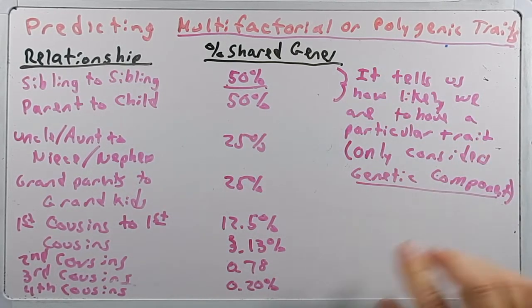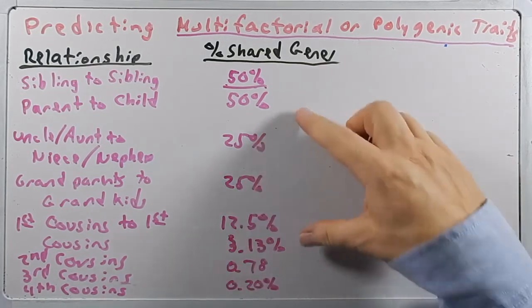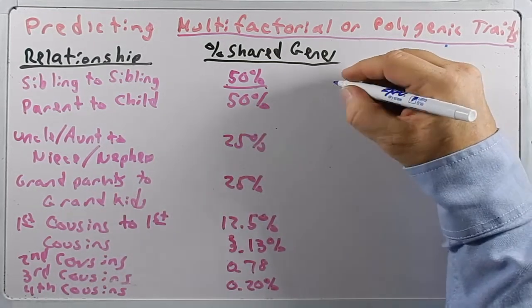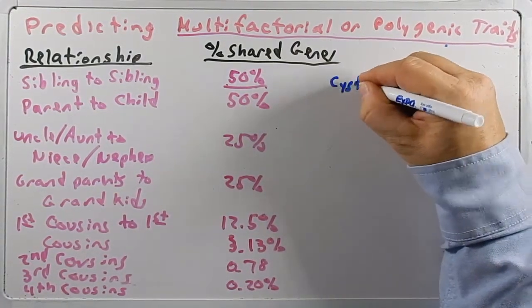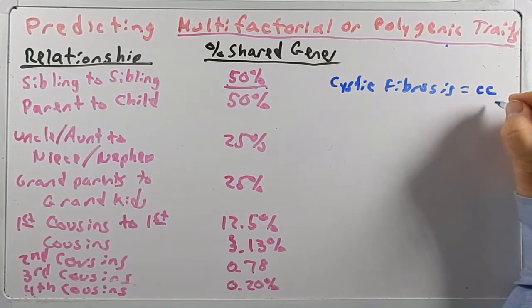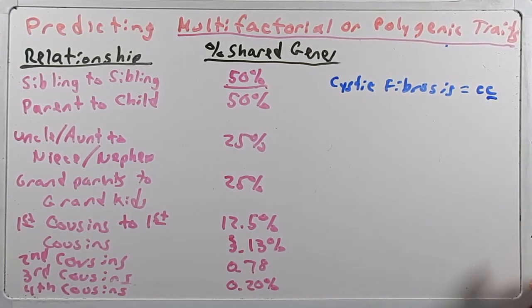Now, these numbers are used, as I said several times, to try to make a prediction of whether or not somebody will have a particular trait. But these numbers also give us a little insight to the history of why certain individuals with certain relationships aren't allowed to get married in some countries. And the reason for that is, let's say that cystic fibrosis runs in a family. And to have cystic fibrosis, you have to have the two little c alleles. Well, these little c alleles turn out to be pretty rare. They don't occur in the general population with a high frequency.